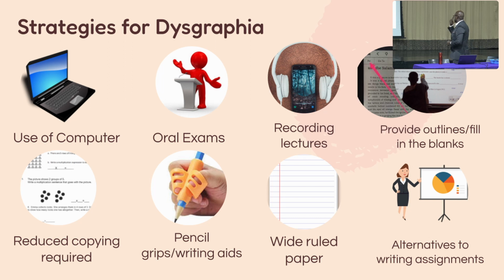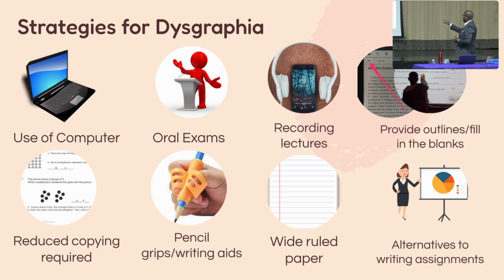Here's some strategies for dysgraphia. Use of computers. I mentioned the Alpha Smart and the Neo, word processors. Computers become word processors, oral exams. You know, as I mentioned before, I want to know what's here. Tell me what you know. If writing it is going to become an impediment, I don't want that. Because now I can't assess what you really know. Tell me. I give you an oral exam. Recording lectures. Alternative writing assignments.